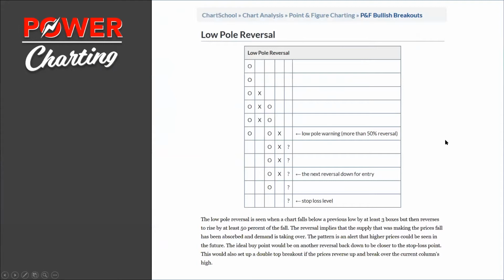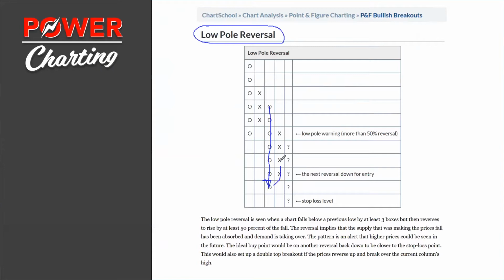Now, the scan that we focused on for today is one called the low pole reversal. And the low pole reversal is a down column. So down columns are O's. You can always tell in a point and figure chart when you have a series of O's that is the price declining.